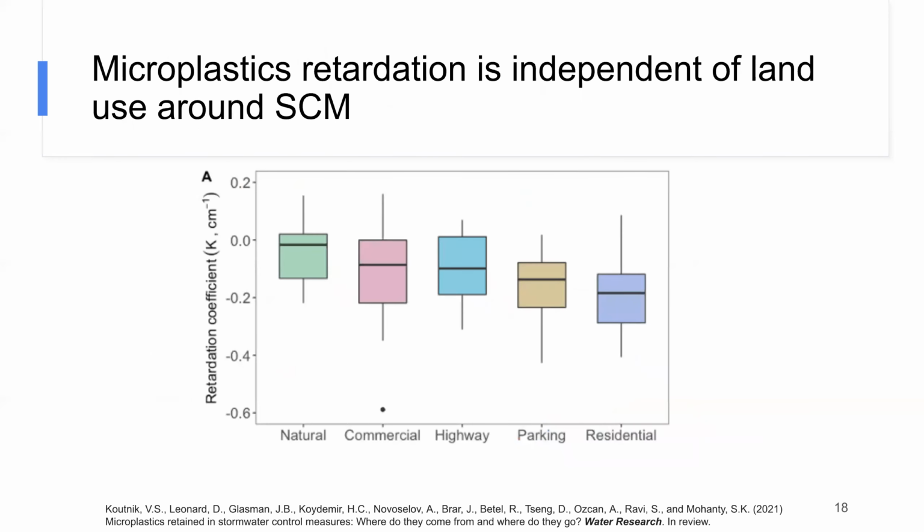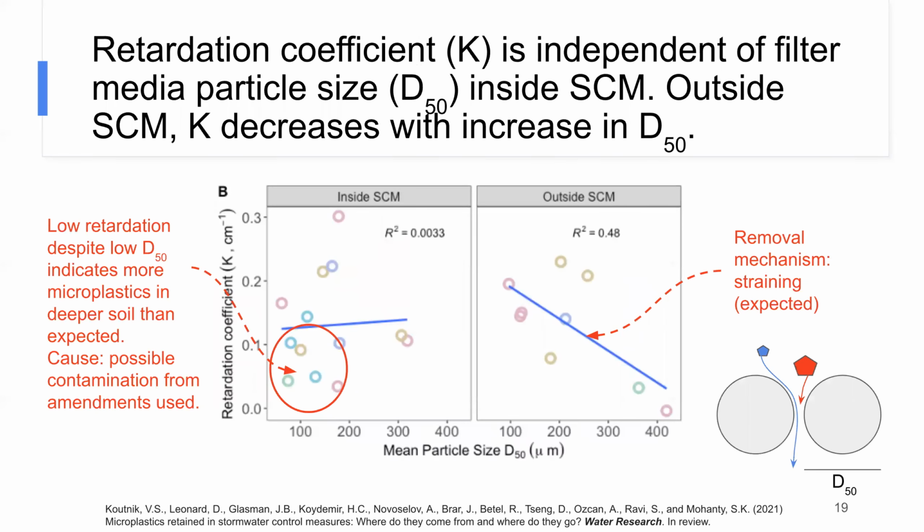And now what we did is we compare those K value retardation factor based on different locations or land use. It turns out, in all the places, the retardation is within that 0 to -0.2, and there is no statistical difference between the different spots. So that means irrespective of land use type, stormwater treatment systems are going to remove it, and there is no difference in retardation at least.